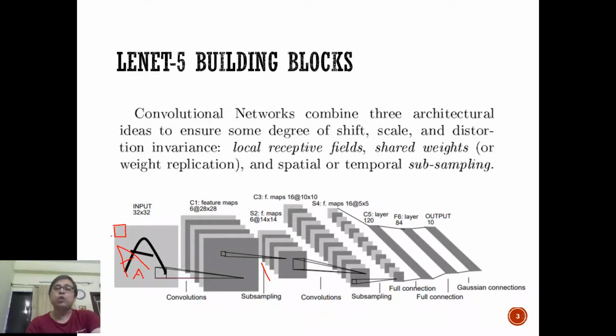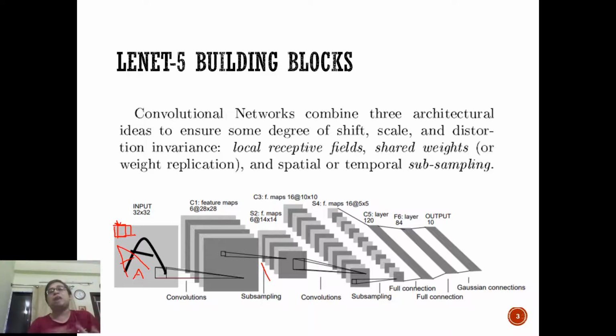So this is called a local receptive field, which is how human vision also works. Also, after this local receptive field, you take a stride and take another local receptive field of the same size, right? And the weights they share, or the weights that are applied on them, are the same. That's why it is called shared weight. And you do a spatial or temporal subsampling, right?